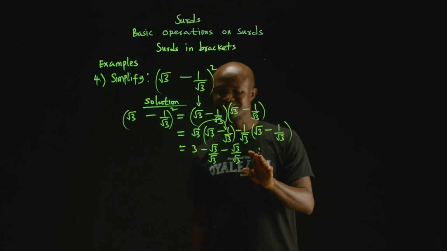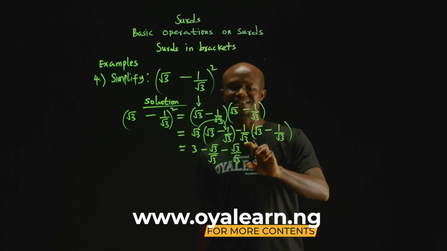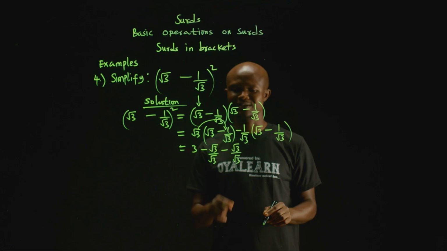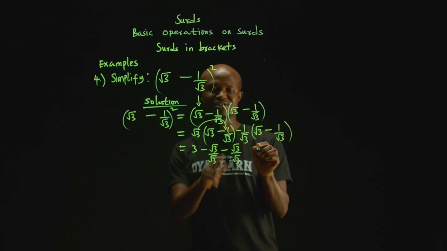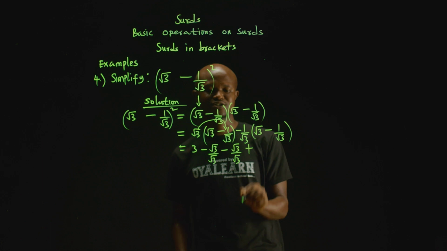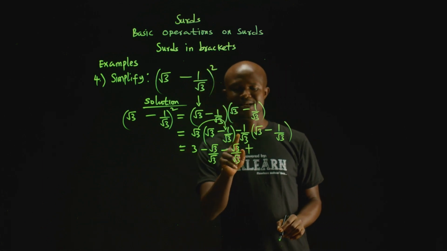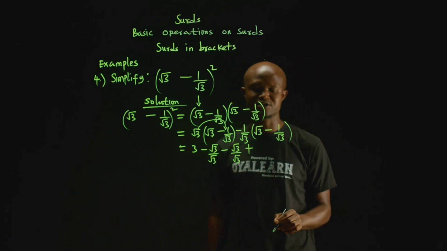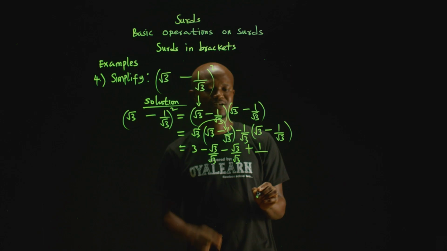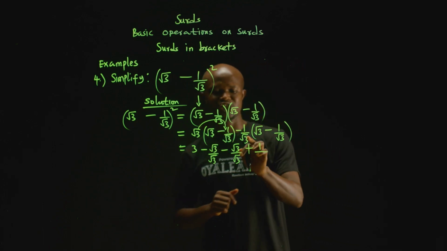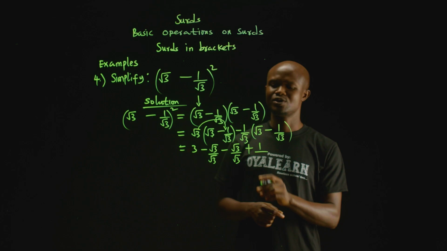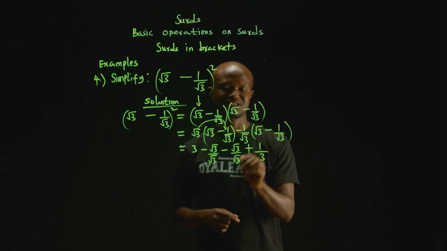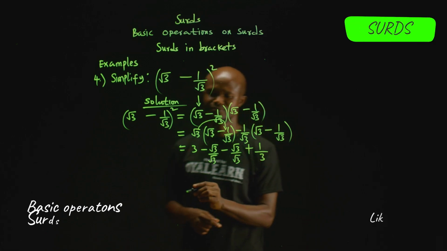Then, the next thing, minus 1 over 3 times minus 1 over 3. We need to take note of something. Minus times minus will give us plus. Now, minus 1 over root 3 times minus 1 over 3 will now give us plus 1 over what? Numerator multiply numerator, denominator multiply denominator. 1 times 1 is 1, and root 3 times root 3 will give us 3. That's for the denominator.